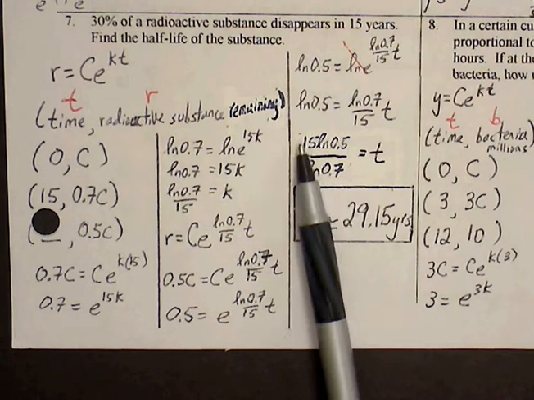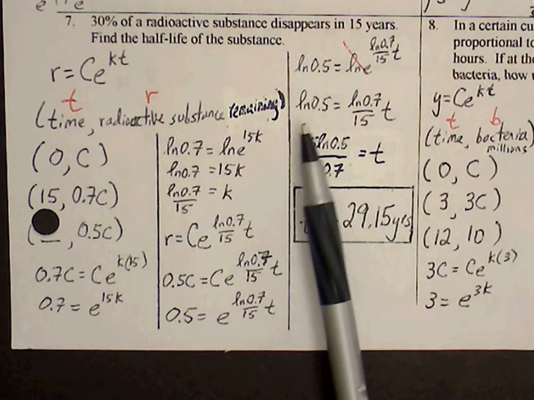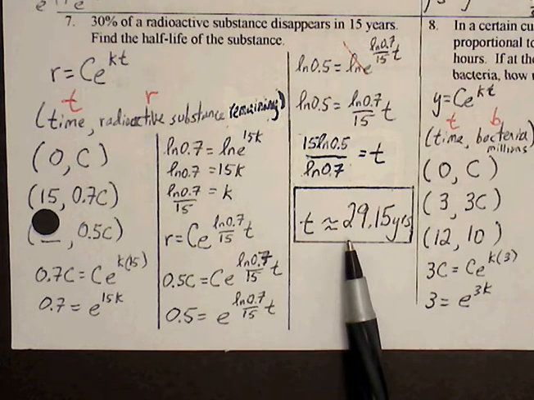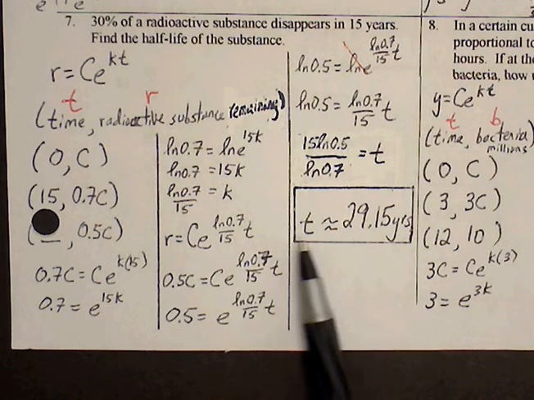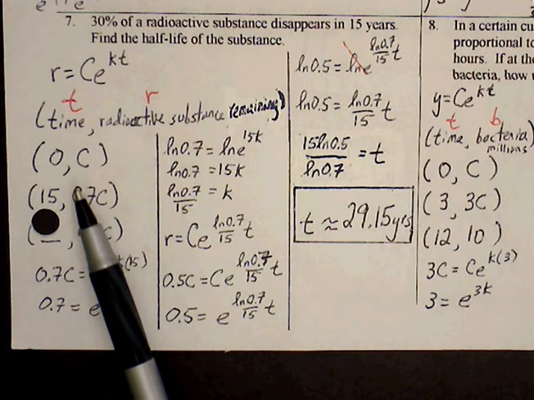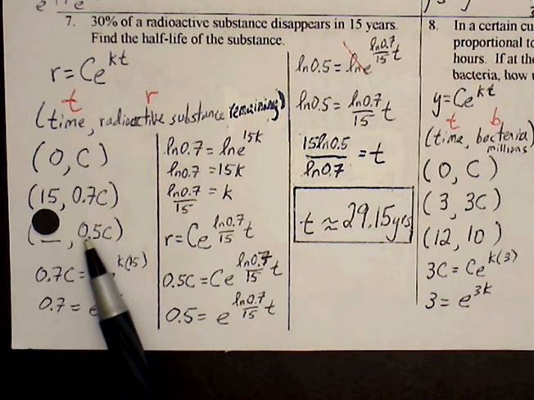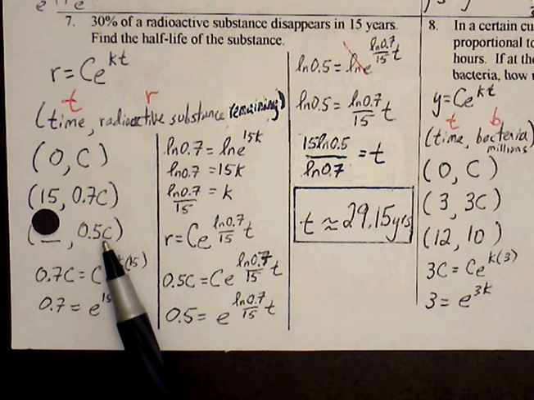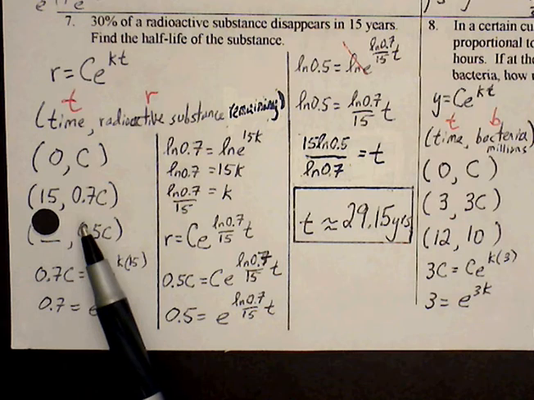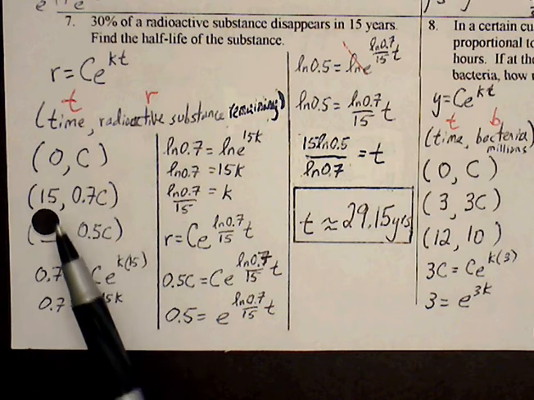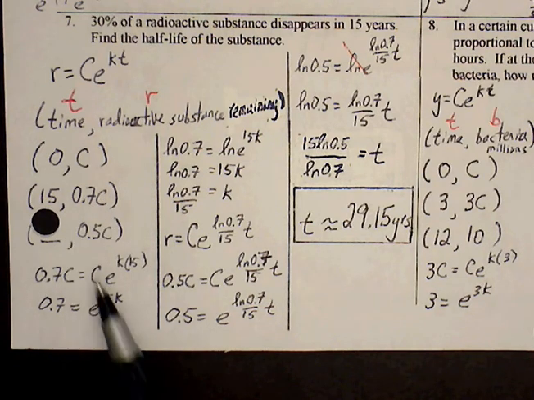So this is our specific value for t. And if we plug this in our calculator, we're going to get 29.15. So we know that it's going to take a little more than 29 years before half of the substance disappears. And we're able to figure that out because we have an intermediate ordered pair to help us solve for time.